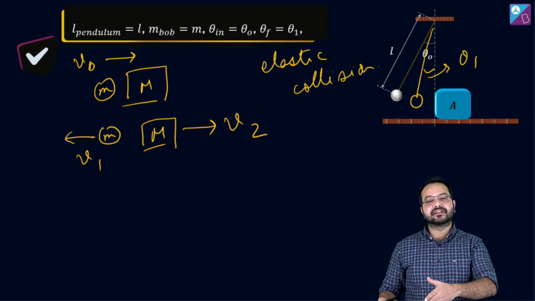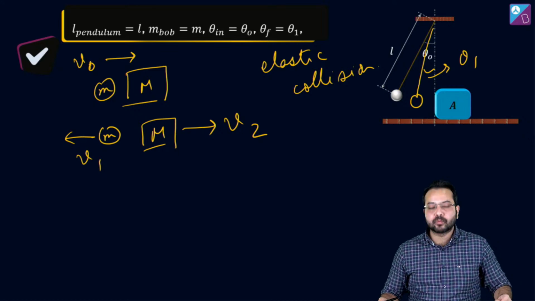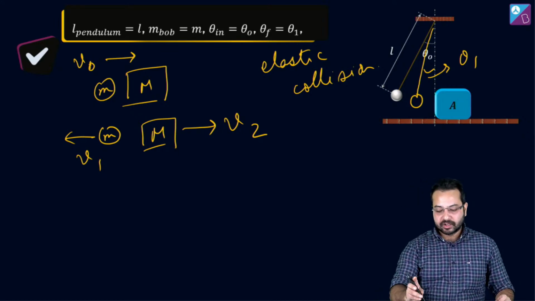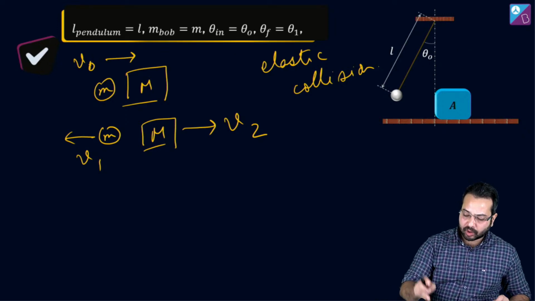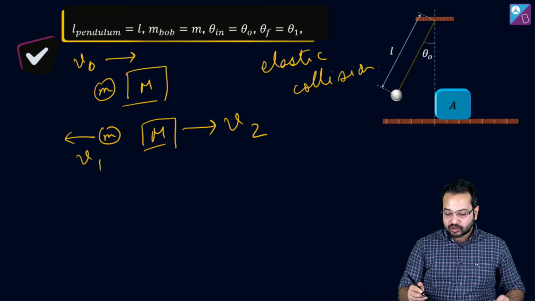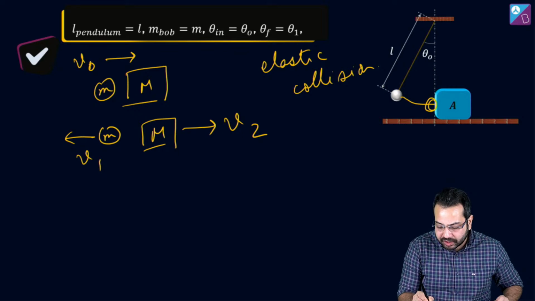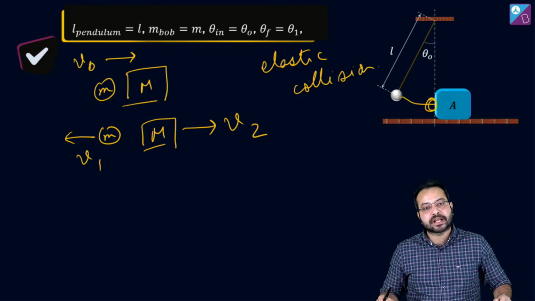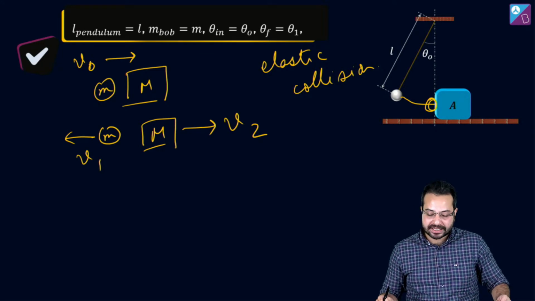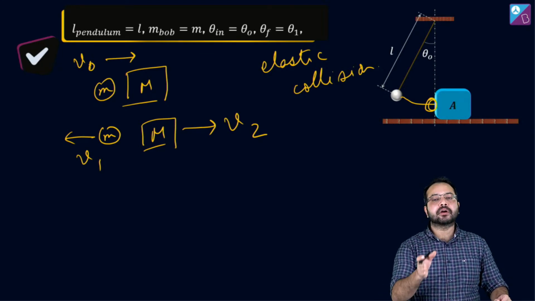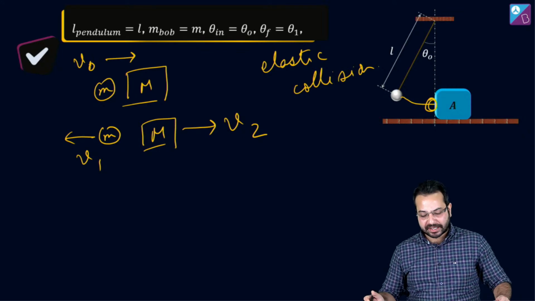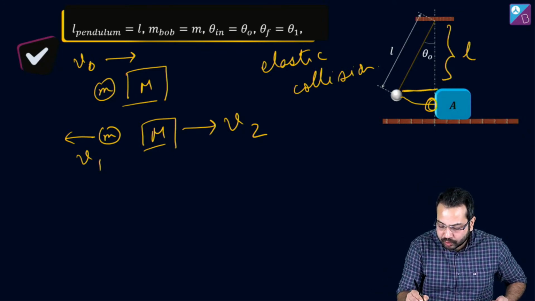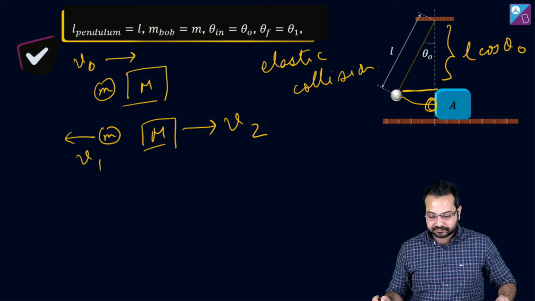It is very clear this angle theta 1 is going to depend on velocity. Is that correct? Now first of all, can we find what is V0? When this bob comes and hits over here, can we find the velocity? To do this, we can conserve mechanical energy, just before the collision. So this height is going to be L cos theta naught.